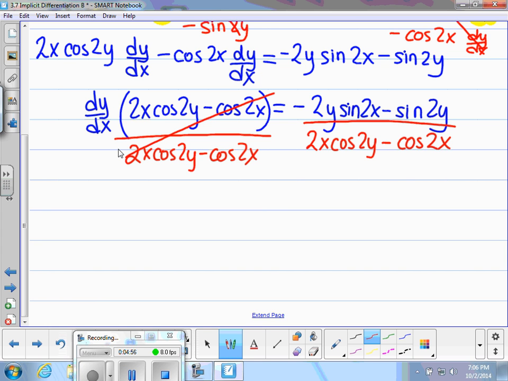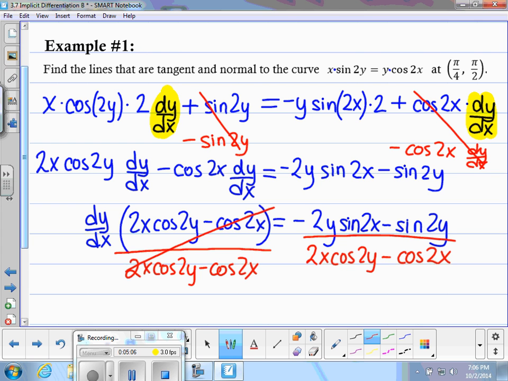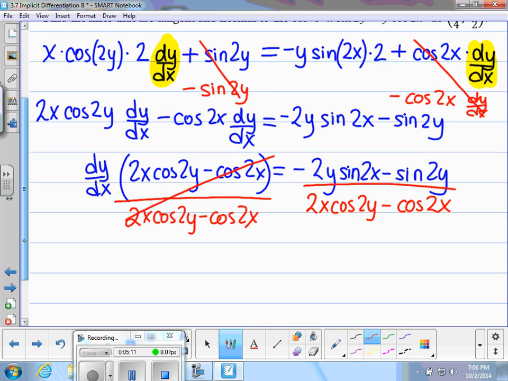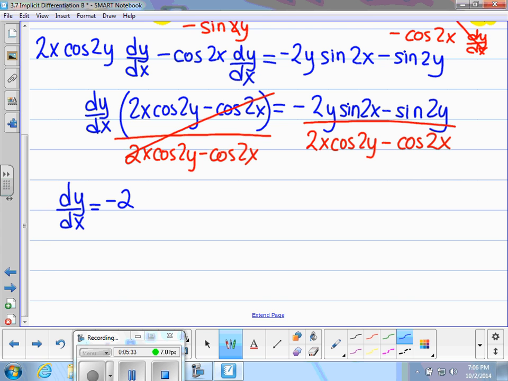Okay, excuse me if I'm not in a hurry to rewrite all that stuff. But I was supposed to find the slope at a certain point. Let me look up there. It was pi over 4 and pi over 2. So this would be a good opportunity to go ahead and plug in pi over 4 and pi over 2. Okay, so that's what I'm going to do now. So dy dx equals, and I'm going to plug in pi over 2 and pi over 4. All right, so let's see. The x is pi over 4 and the y is pi over 2. So negative 2 times y. Y is pi over 2.